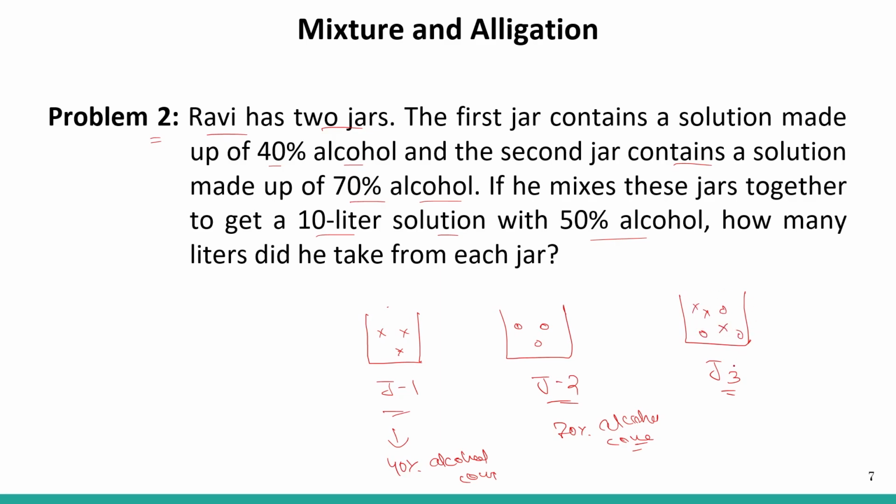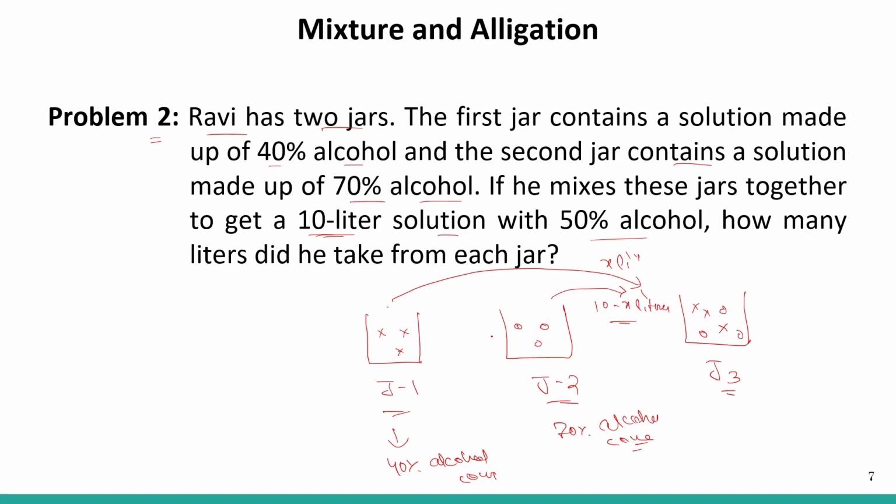Okay, so this kind of mixture is there in J3. So what he does is he takes x liters from here, and he takes 10 minus x liters. I have carefully chosen these two values because adding these two, we are left with 10 liters. And the last solution in J3 will have 10 liters as volume.